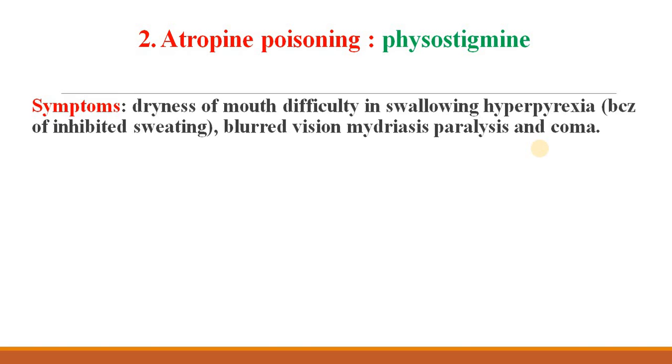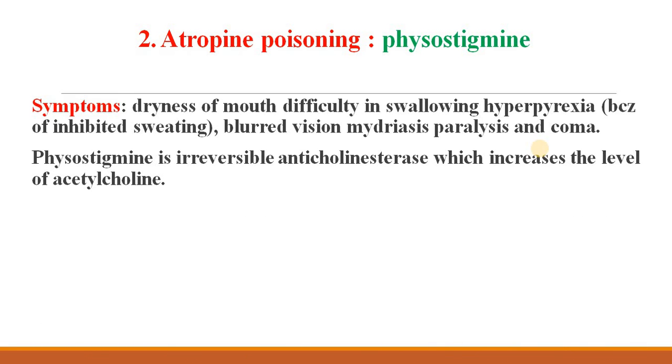Then why is physostigmine used in atropine poisoning? Why is it the drug of choice for the treatment of atropine poisoning? You should know this. See, physostigmine is an irreversible anticholinesterase, which increases the level of acetylcholine. Anticholinesterase means it will inhibit the cholinesterase enzyme.